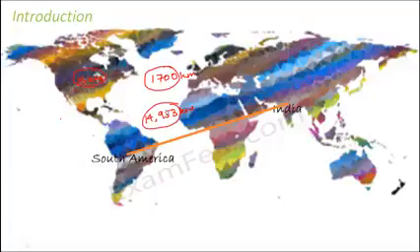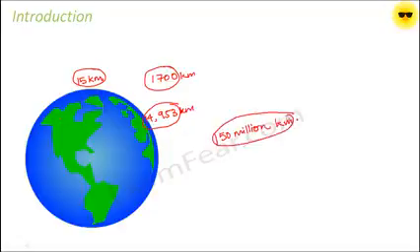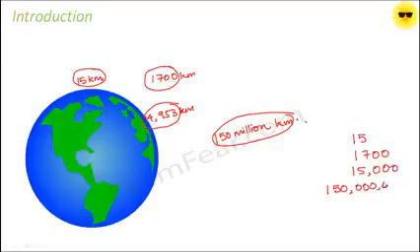Now if I ask you the distance between your planet and the sun, so distance between Earth and sun, what's that distance? So it is somewhere around 150 million kilometers. Right? So when you look at these numbers, what do you see? First we talked about 15, then we spoke about 1700, then we spoke about 15,000, and then we spoke about 150 million.